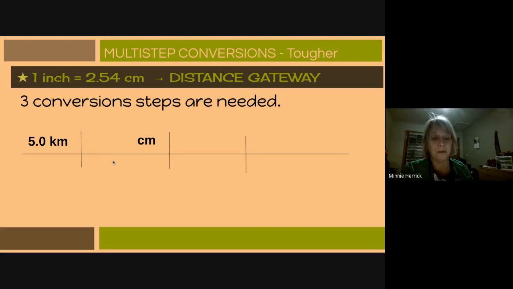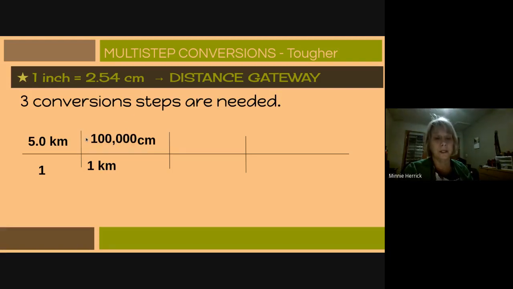So for every starting number, you want to put the number 1 underneath, just to know that this is a fraction and the starting number is always over 1. So you're going to go from kilometers to centimeters. Then you're going to put the kilometer on the bottom because you're going to cancel them out like they're X's. And whatever the kilometer equals in centimeters, we're going to put that number on the top.